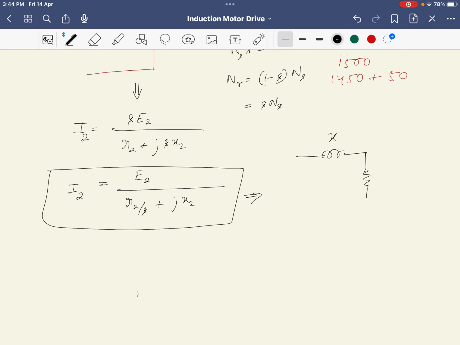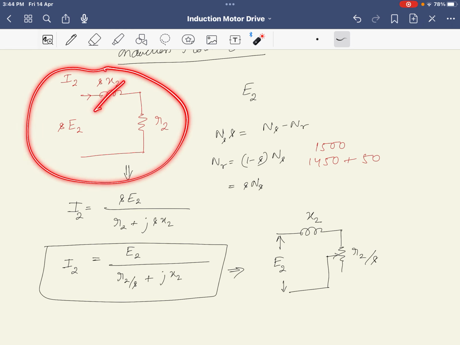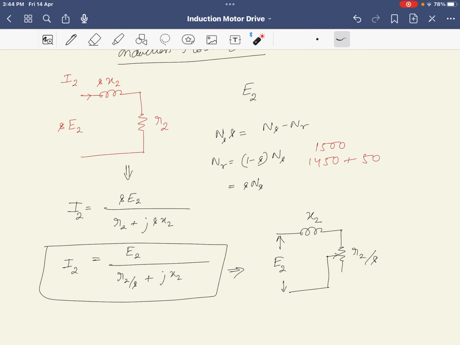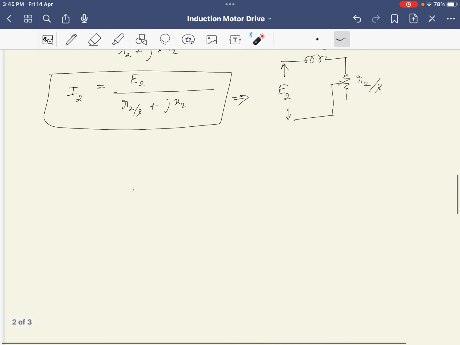Now, if this is the expression of the current, we can get the equivalent circuit that looks like this, where X2 no longer has s multiplied, and here R2 by s will be there, supplied by a voltage represented by E2. Earlier the equivalent circuit looked like this, where this was a variable term and this was a variable term. Now only the resistance is a variable term, and the rest is constant. These are per phase quantities, all referred to the stator side. Now we get the new equivalent circuit with E2 as the supply voltage.